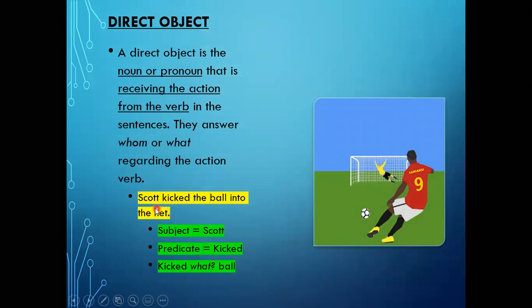So as you can see, the subject is Scott and the predicate, meaning the main verb, is kicked. And what did Scott kick? He kicked the ball. So here the direct object is the ball. As it is said over here also, they answer whom or what regarding the action verb.